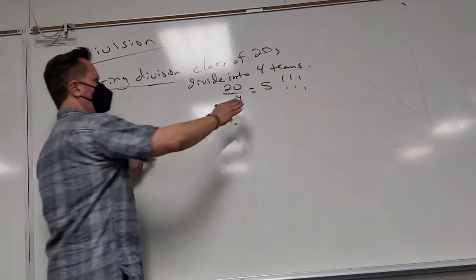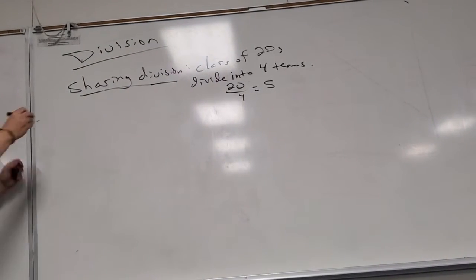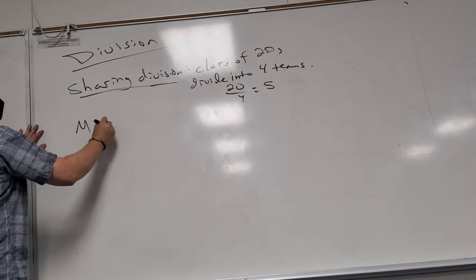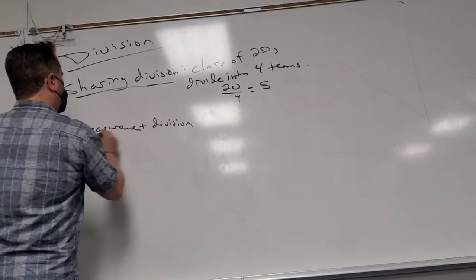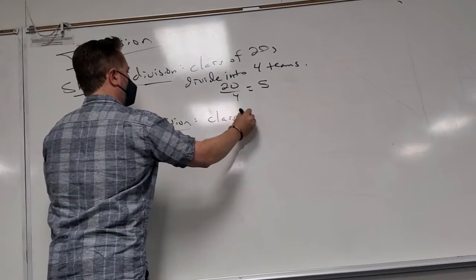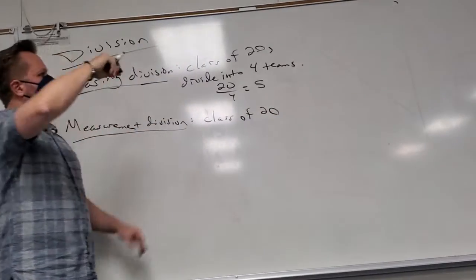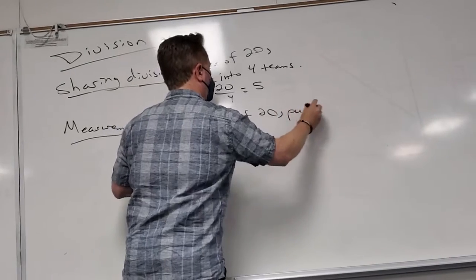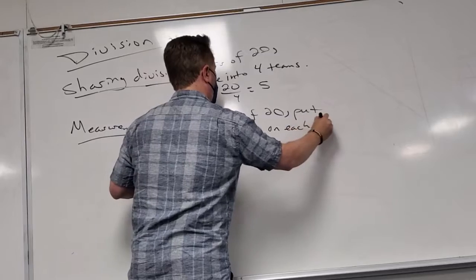Let me erase this in case anybody knows factorial and gets on my case about that. The other one, measurement. Yes, you got it, Jeff. Measurement division. And let me use almost the same idea. If I have a class of 20, and I want to put 4 people on each team. How many teams?